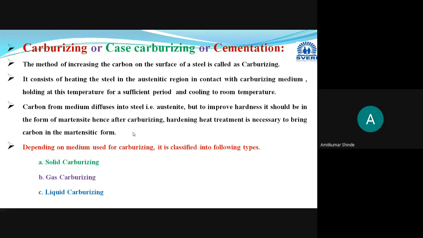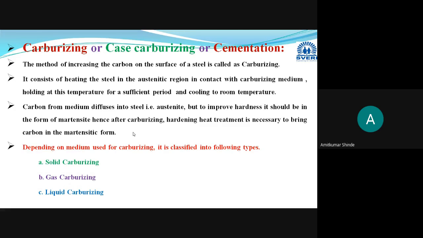That carbon should be present in the form of martensite, then and only then will it improve the hardness of the surface. If carbon remains as it is, it does not result in increased hardness. That carbon should be present in the form of martensite only. So when we do the cooling operation, the austenite will get transformed to martensite. This process will occur.